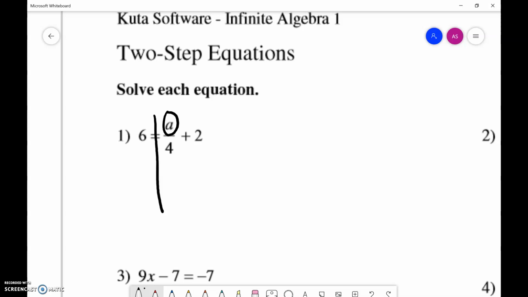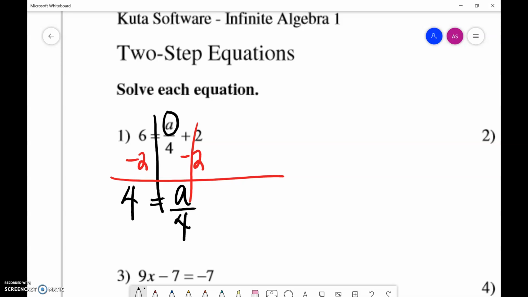So this first problem, you may want to split and circle your variable that you want to get by itself. So my first step, I want to subtract 2 from both sides because that positive 2 is just there. So let's go ahead and get rid of it. We subtract 2 minus 2, we get 0, so that's gone. And on this side, we have 4, and then we have a divided by 4 left on our right side. Since this is division, we want to do the opposite, which is multiplication. So I want to multiply both sides by 4. That will cancel out, so I'm left with a equals 16.